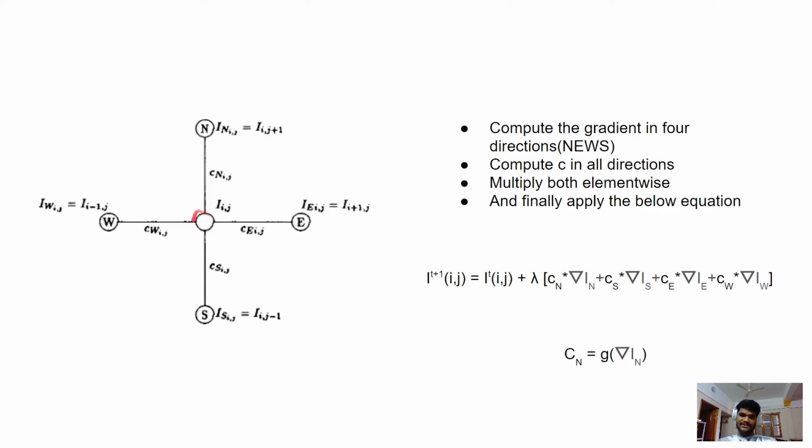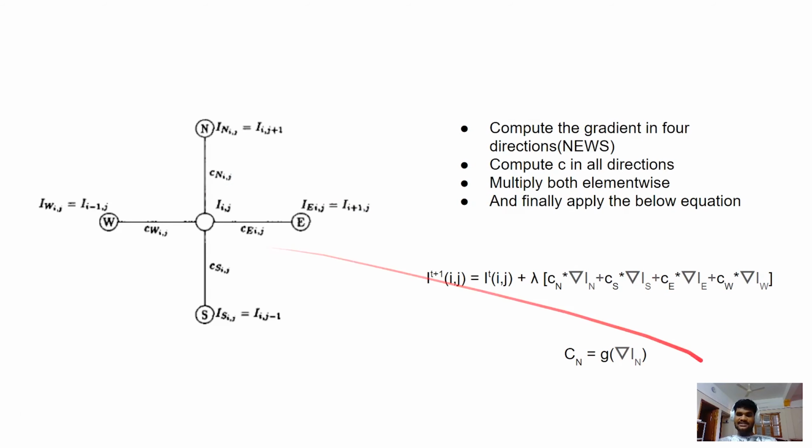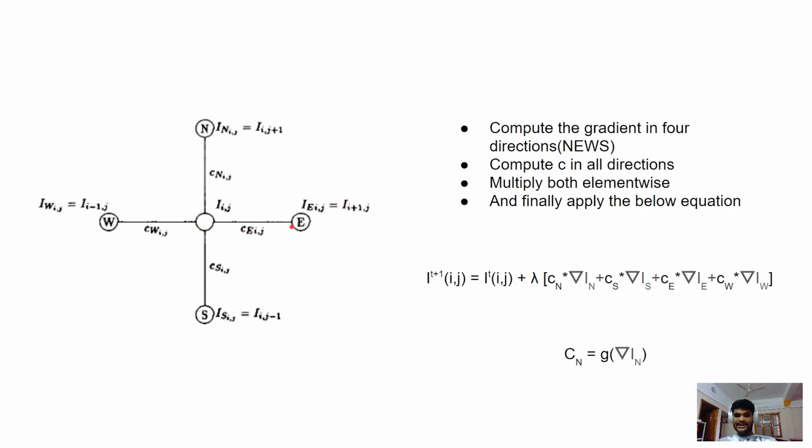This is the center pixel which we are at, I of i comma j. And we take 4 directions: north, east, south, and west of the pixel. And we take the gradient in this direction and in this direction, in south and in west. And after computing the gradient in all the 4 directions, we apply C on the gradient in each direction. Means Cn here means C of gradient of In, and Ce means C of gradient of IE. So after computing the gradient, we apply C to it.